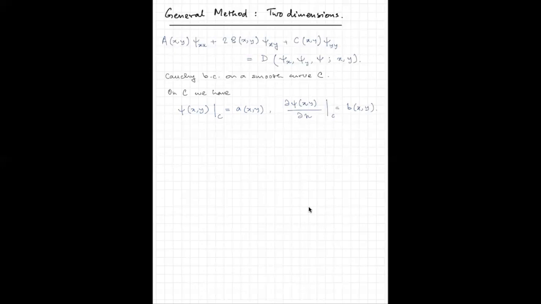Now, what we would want to do is discuss if it is at all possible to determine psi in the vicinity of some point x naught y naught, which is on C. Okay. Now, with this in mind, we will summarize what information is contained in these Cauchy boundary conditions above. Okay.